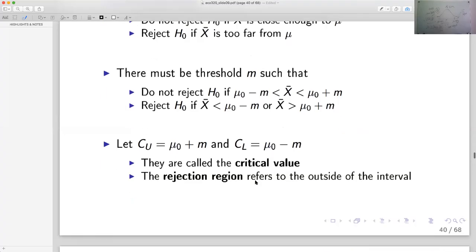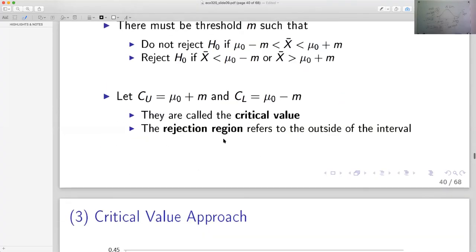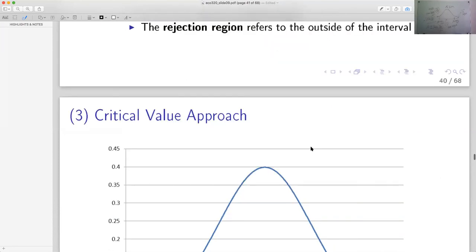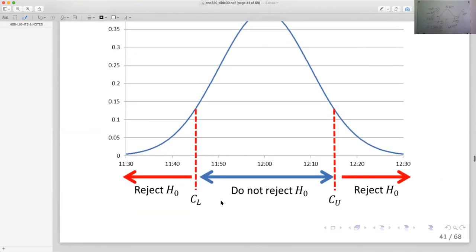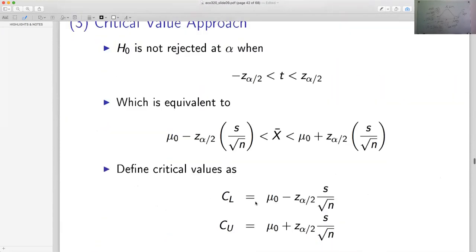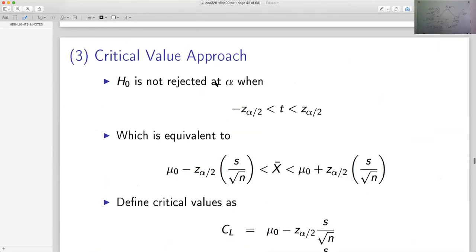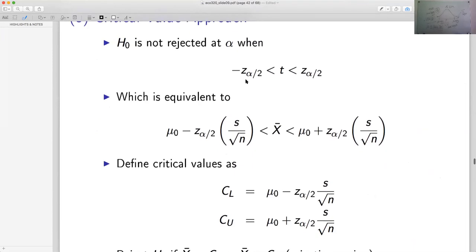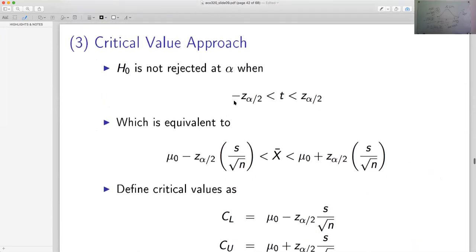Okay, so that was the idea. The rejection region refers to outside of the interval. Let's say this is your upper bound and lower bound. As I just explained, you reject if t is outside, and otherwise you cannot reject. For example, you do not reject at alpha when t is inside of this range, which is equivalent to this. This is from the second part, and I just explained this one, right? Which is equivalent to this.